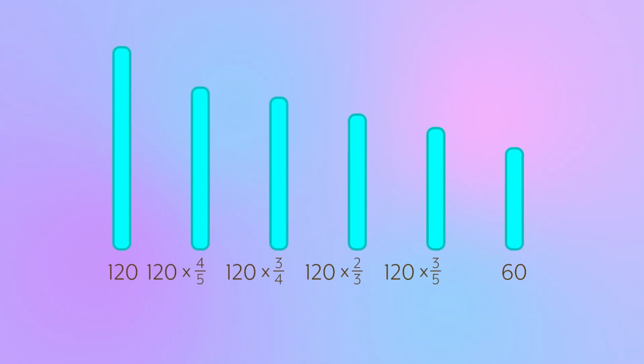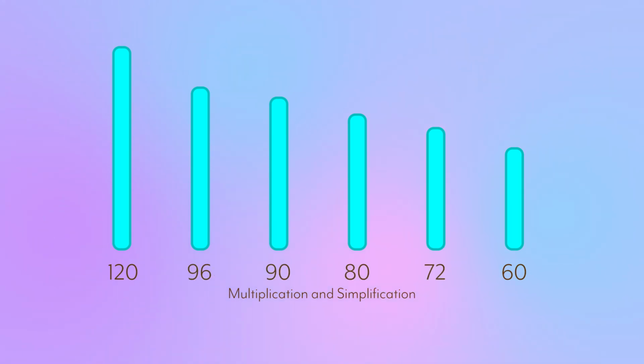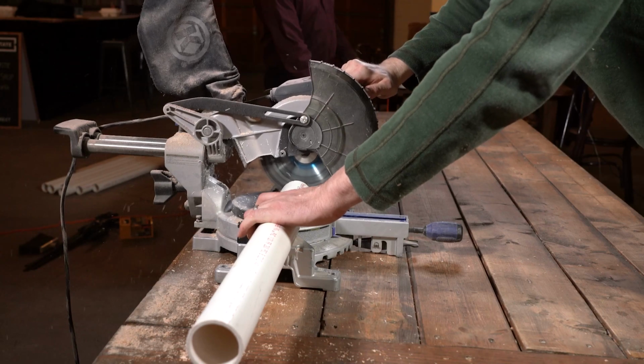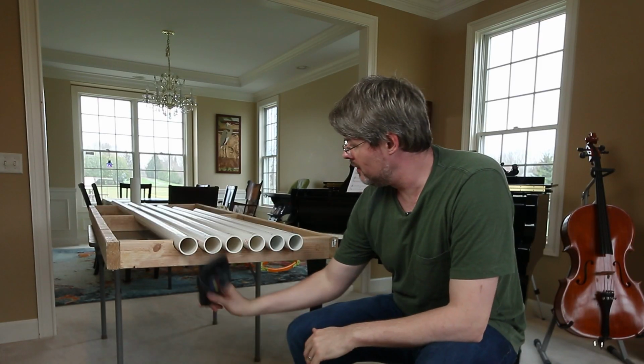The other fractions come out the same way, and here's what you get if you carry out that process. We have, for our pipe lengths, 120 inches, 96 inches, 90 inches, 80 inches, 72 inches, and 60 inches. Let's cut them and set them up. I laid them out, labeled and marked them, and cut them to length. Let's go ahead and see how they sound.